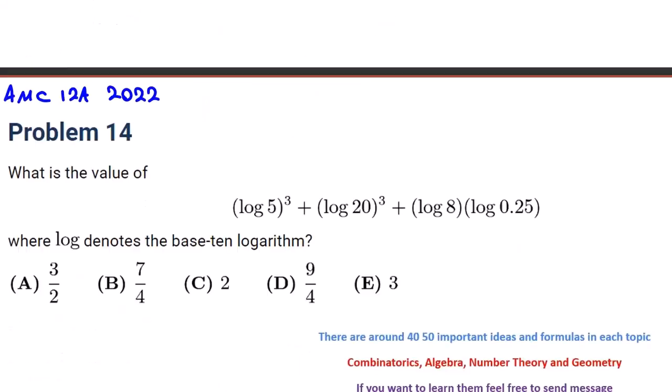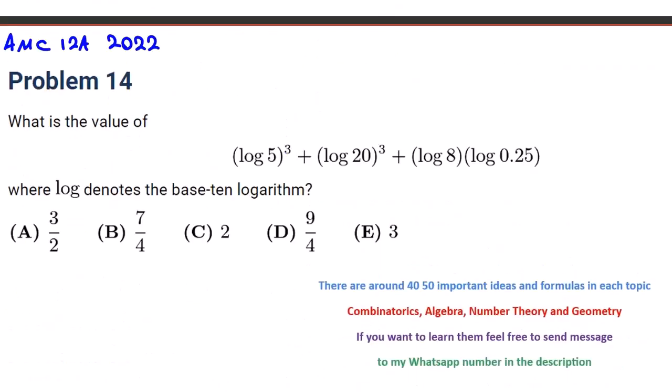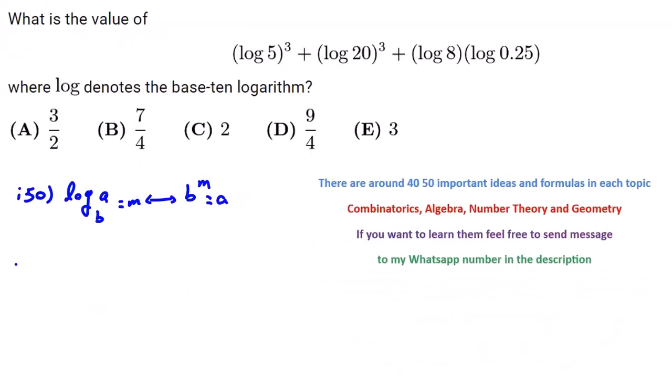Okay, so let me tell you idea 50. When we have logarithm, the definition is: log a to the base b equals m is equivalent to b to the m equals a. This definition is useful in many problems. Idea 51: when we have log a to the base b, a should be positive, b should be greater than 0, and b shouldn't be 1.